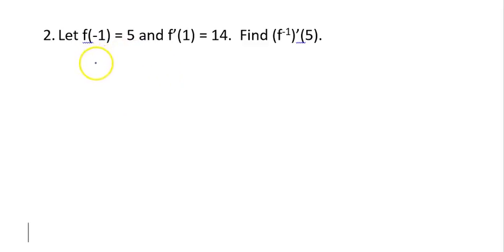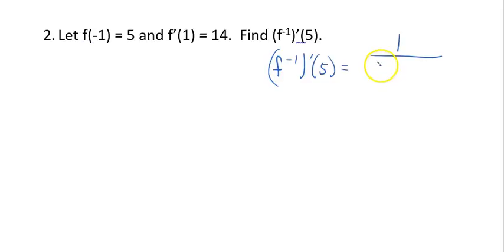Okay, so number 2, I have f of negative 1 is 5 and f prime of 1 is 14. Find f inverse prime of 5. So f inverse prime of 5, knowing my rule, is 1 over f prime of f inverse of 5. So I just write that out. And then I'm going to work from the inside out. Since I'm trying to find f inverse of 5, I come over here. They didn't give me f inverse of 5. They gave me f of negative 1 is 5.